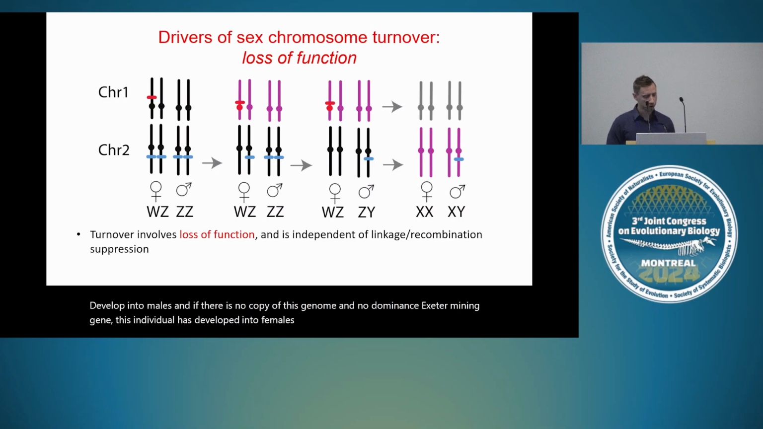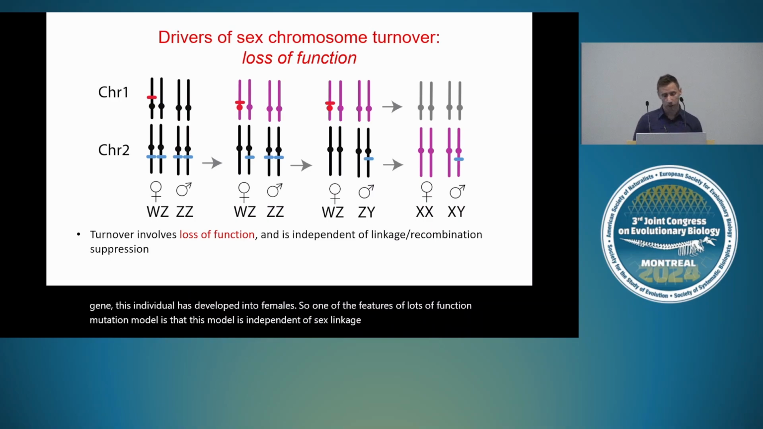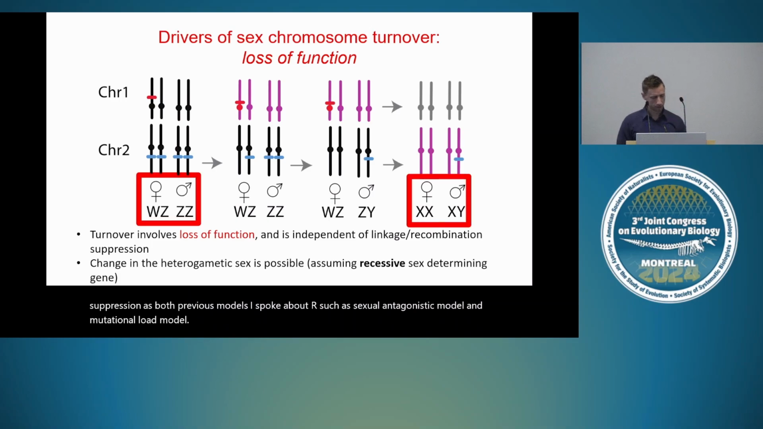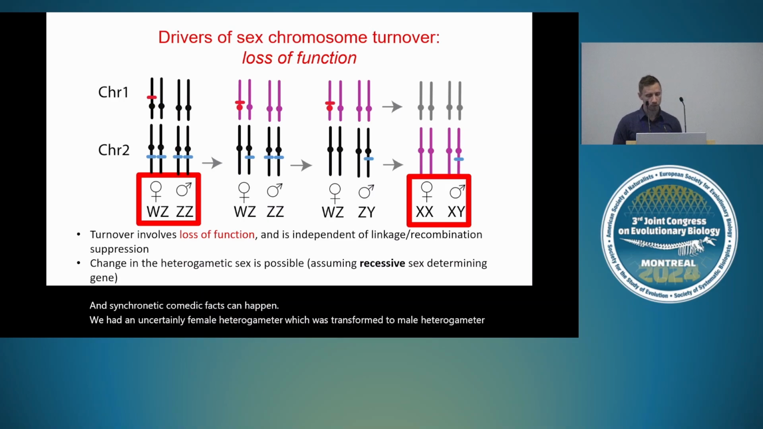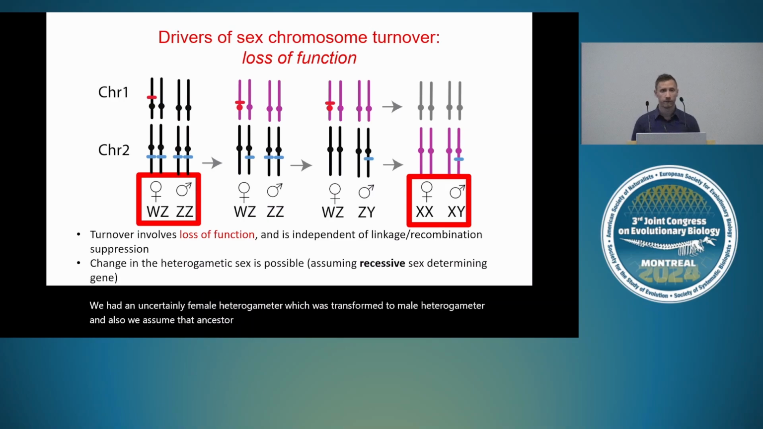So one of the features of the loss of function mutation model is that it is independent of sex linkage and recombination suppression, as both previous models I spoke about are, such as the sexual antagonistic model and the mutational load model. And change in heterogametic sex can happen. We had ancestrally female heterogamety, which was transformed to male heterogamety. And we also assume that ancestrally we had a dominant female-specific determining gene, which was replaced by the recessive male sex-determining gene.